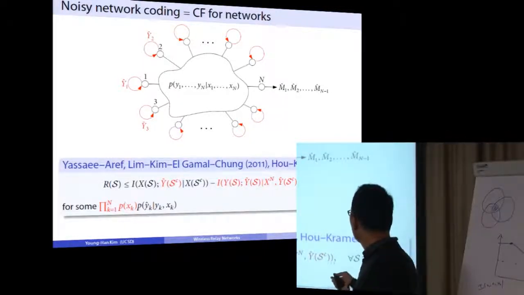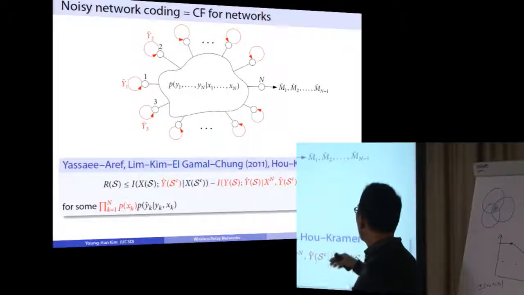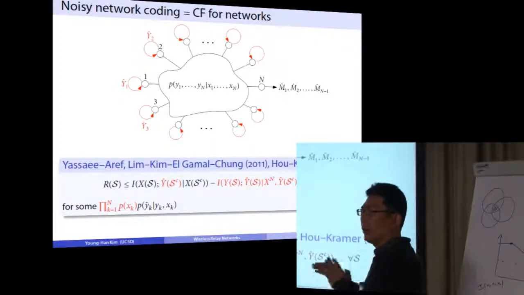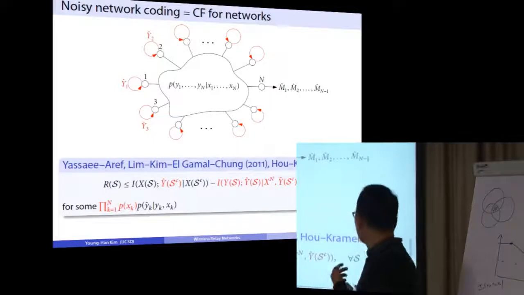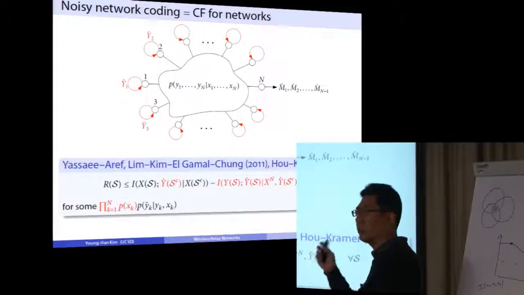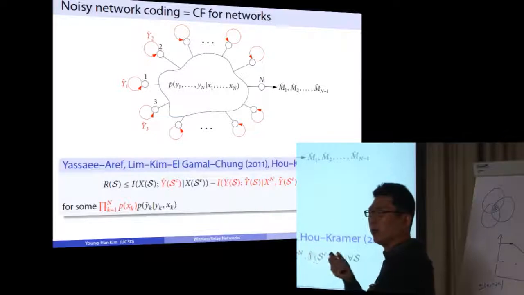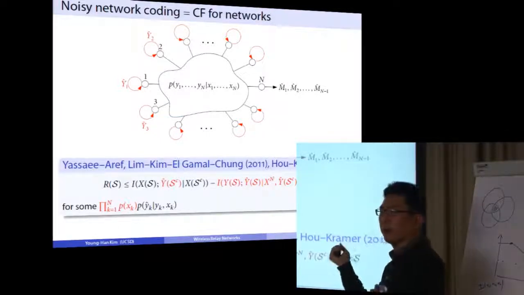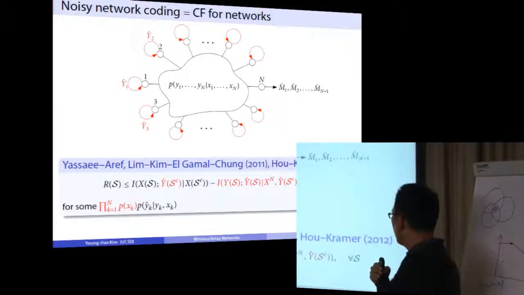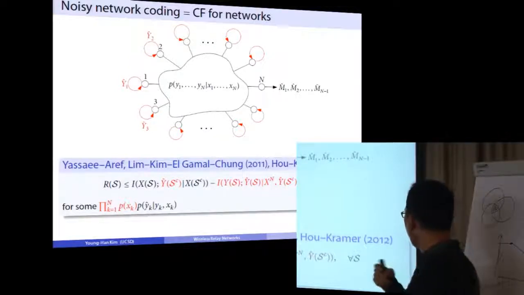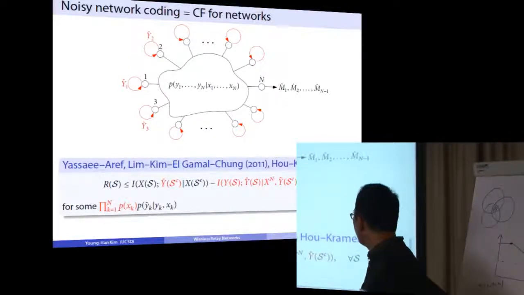So I'm not going to explain how this analysis is done. There are many papers written. You can read Ho and Kramer's paper. Yassaee and Aref is very difficult to understand, so I wouldn't recommend it. Or you can read Lim, Kim, El Gamal, Chung, or read El Gamal and Kim's Network Information Theory book. There is some relatively accessible analysis there. But the rate we can achieve is the following. And I'm going to compare this with the cut-set bound pretty soon.